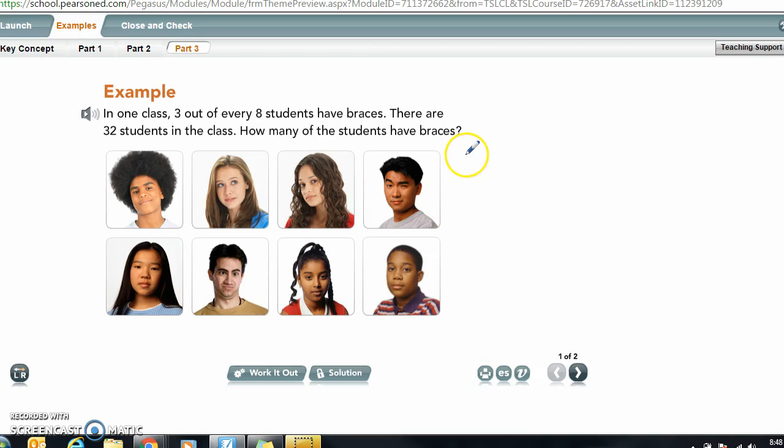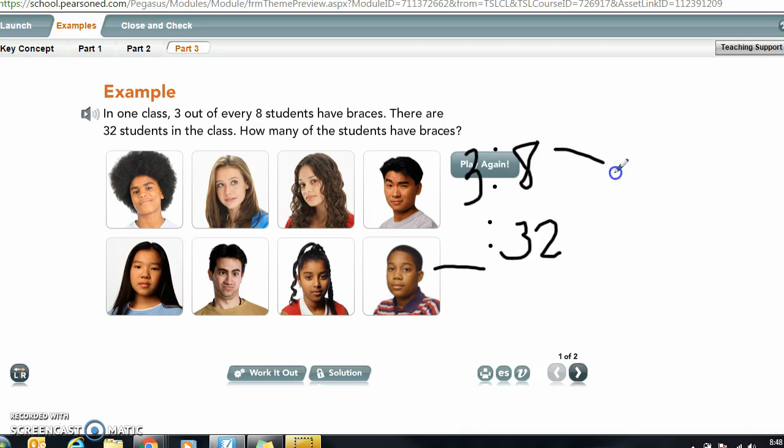So looking at this, we know right now that 3 out of every 8 students has braces. They want to know that if there are 32 total students in a room, how many of those students can we expect to have braces? Just like fractions, if you do something to one number, you have to do it to the other number also. So if I go from 8 to 32, you can look at a multiplication chart. These both have factors of 8. But 8 times what number is equivalent to 32?